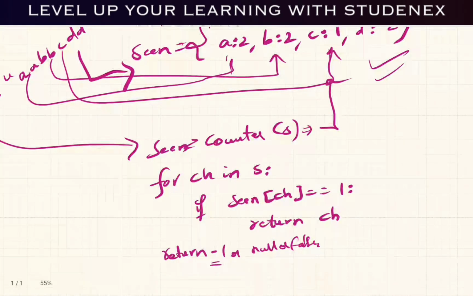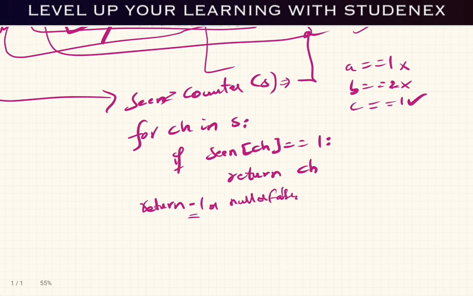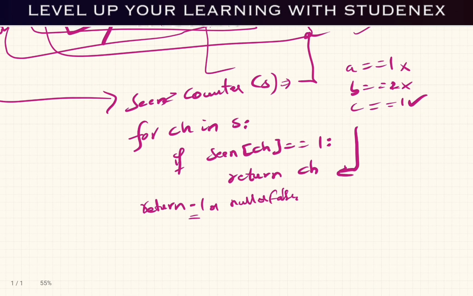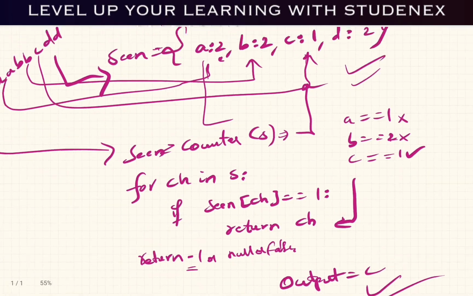I'll take the first character, A, and check if A is equal to 1. No, A is 2 here. So I check again. B equal to 1? No. C equal to 1? Yeah, true. So I'm going to return C here. So the output is going to be C.